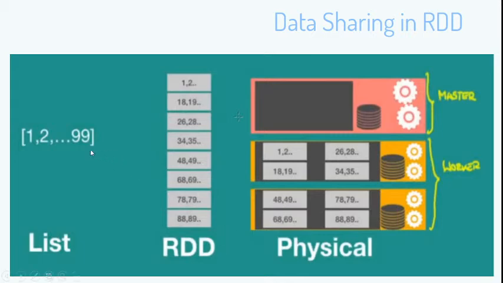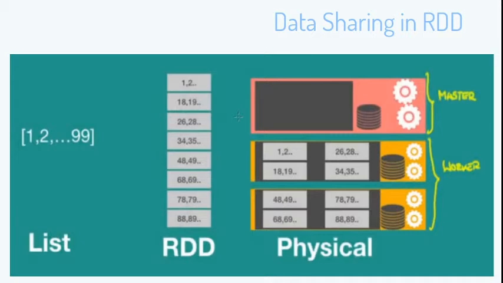Here, in the first line, we have a list. The list is nothing but some data: numbers from 1 to 99 in list format. Using RDD, I will split the data into different splits, for example 1, 2 or 18, 19. So I have a list from 1 to 99, and I am splitting that list into 8 different parts.